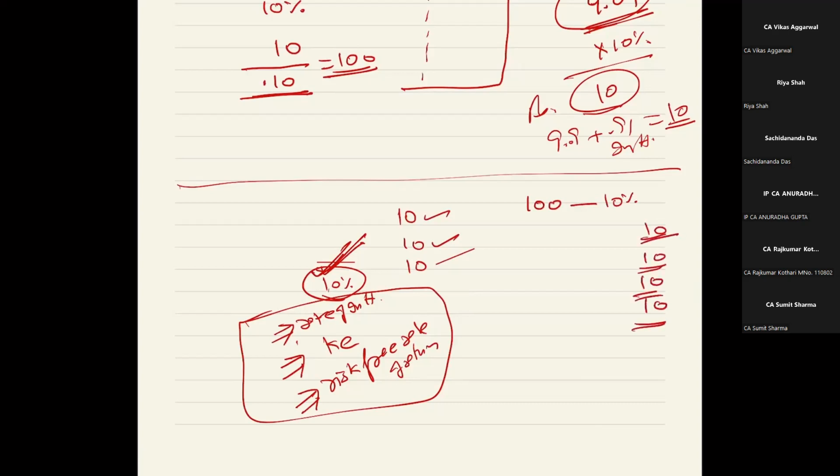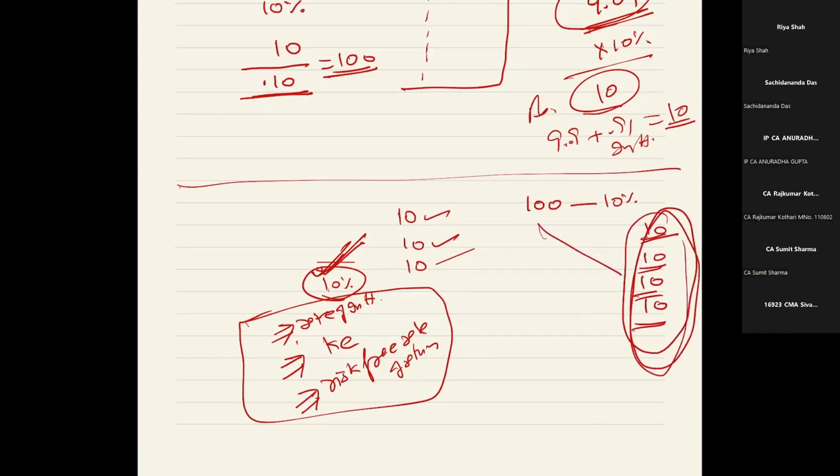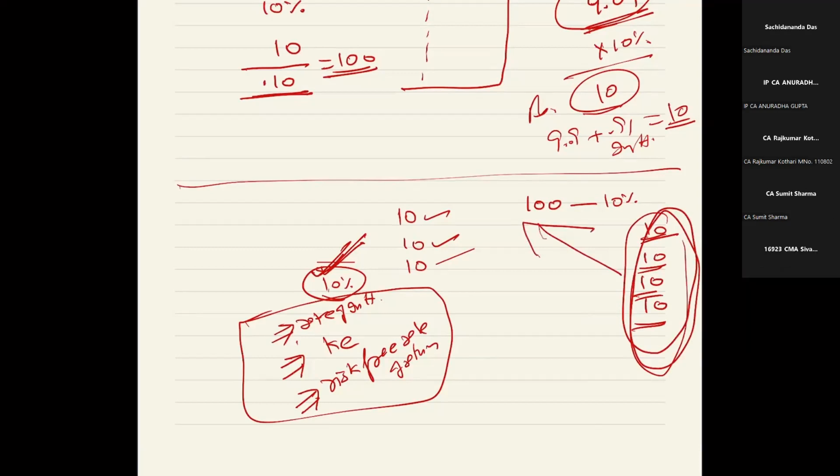Right, sir. So all these future cash flows, what should be my present value? In layman language, forgetting everything, it's 100 rupees I will invest, 10% is the interest rate.